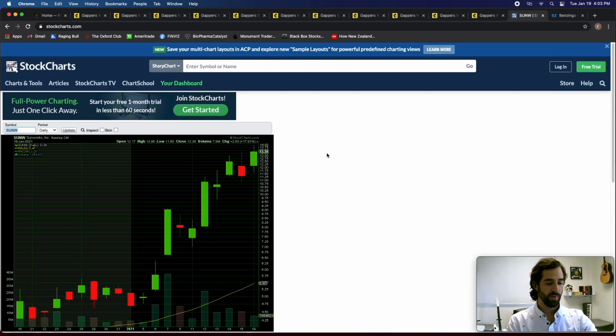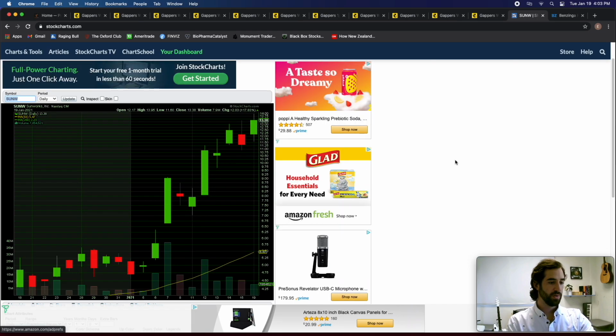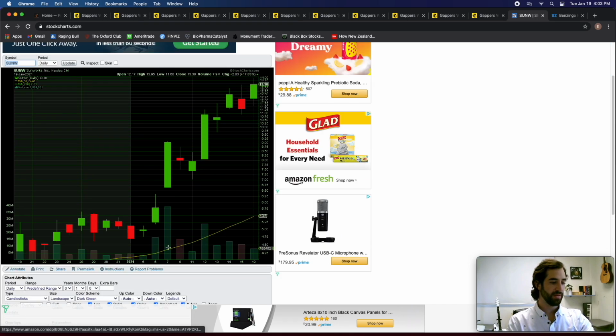All right, remember, the first day we featured it was on January 7th. On January 7th is this big green candle right here. It traded in a range between $6.75 and $9, okay? Let's say you bought at $9. The next day you would have been deep in the red, all right? The 8th, not a good day. Then on the 11th, not a good day.